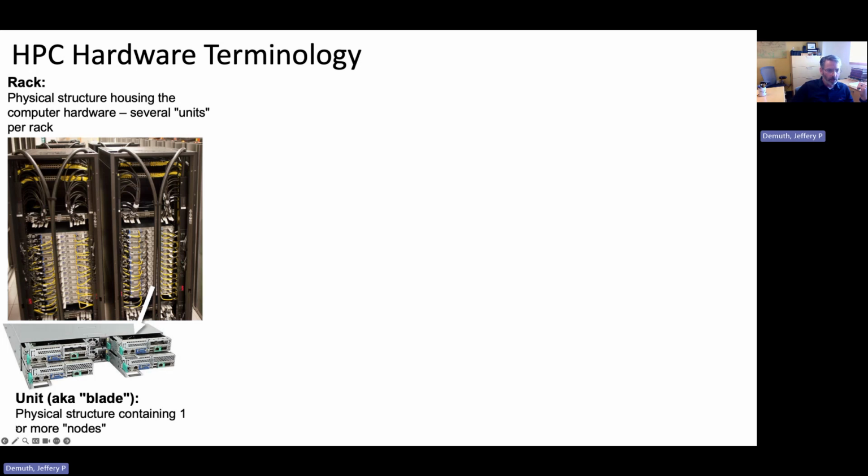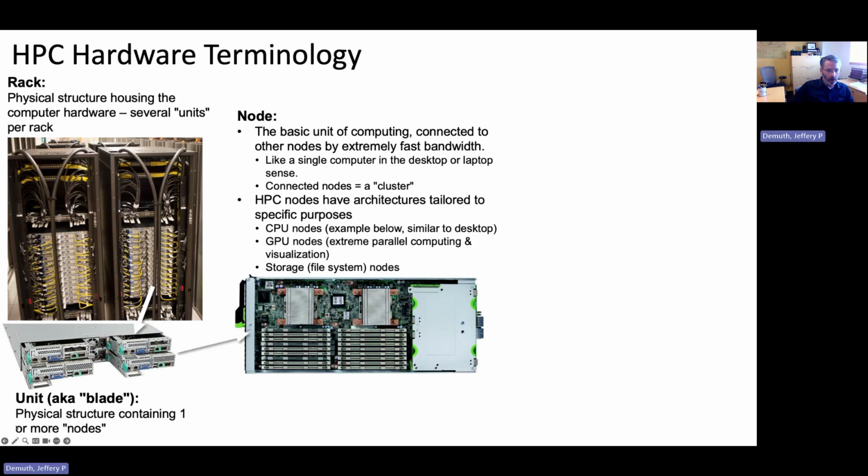So this is a zoom in on one unit, or sometimes they're called blades. This is the physical structure that contains one or more nodes. You can see all these yellow wires. This is the cabling that allows the different nodes to talk to each other really fast. So what's a node? If you were to pull out one of the units, you could then pull out a subsystem of that, the node.